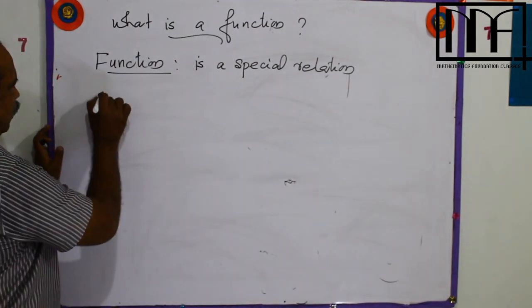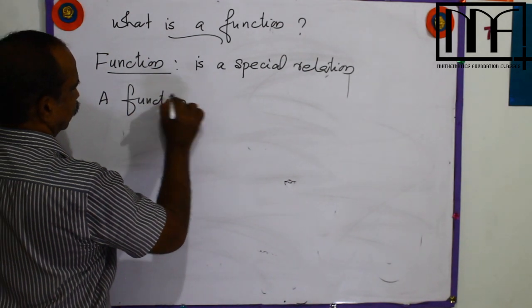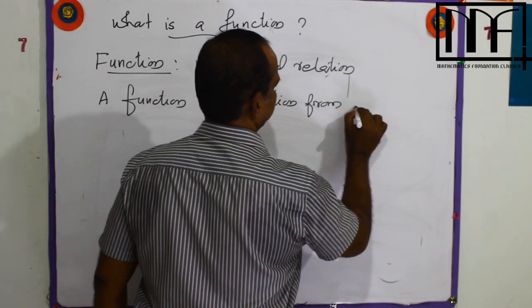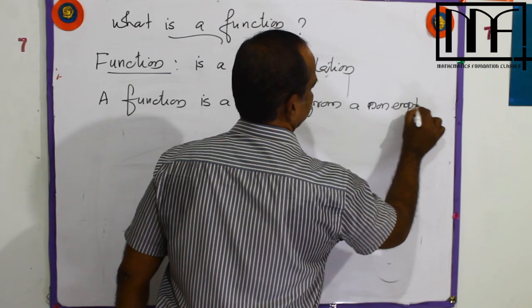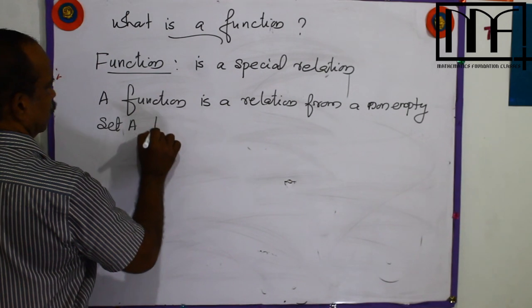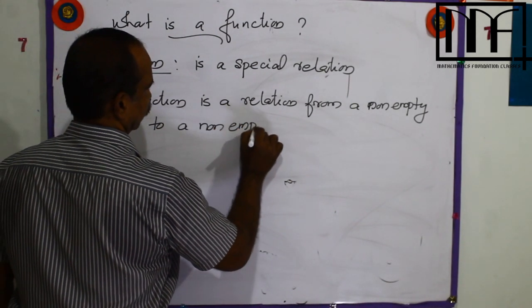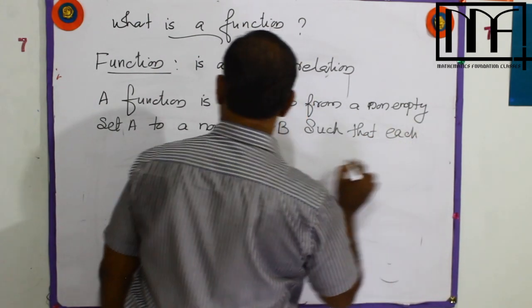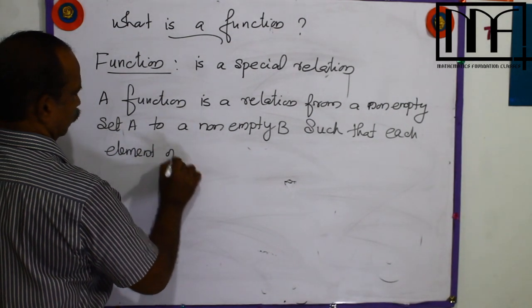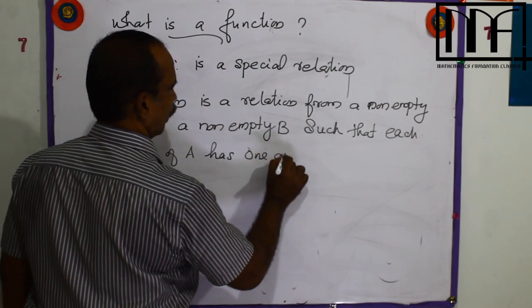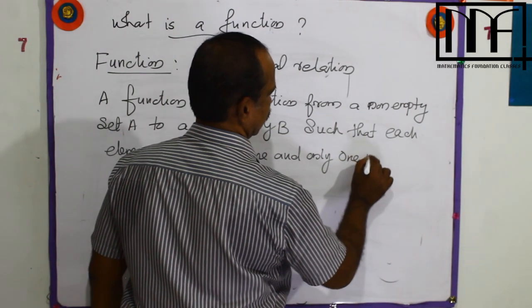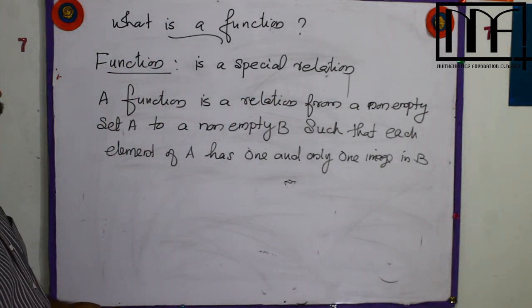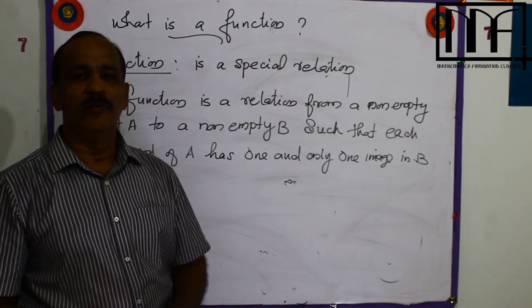Let's see the definition. A function is a relation from a non-empty set A to a non-empty set B such that each element of A has one and only one image in B.